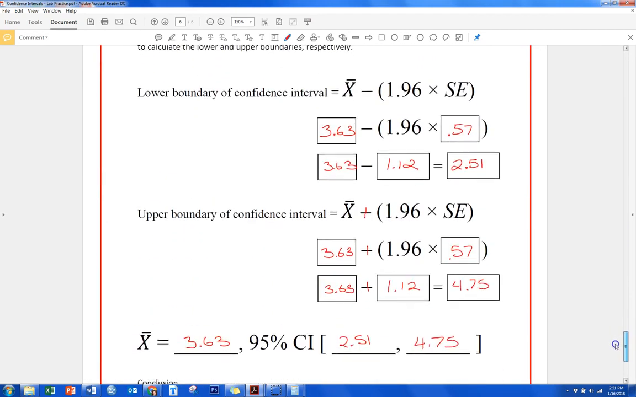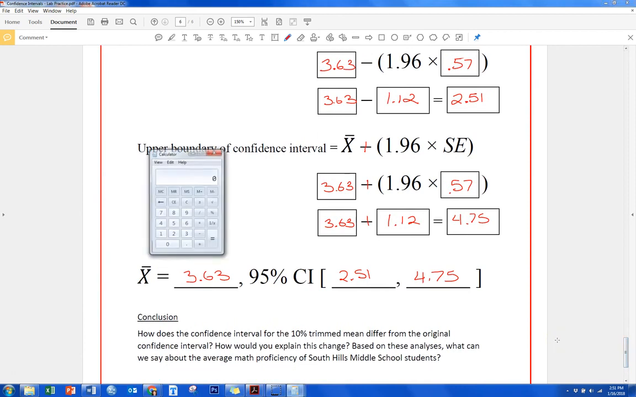But now, 4.75 minus 2.51, it's 2.24. So because we got rid of that big observation, the outlier, it reduced our standard deviation, which reduced our standard error, which narrowed our confidence interval. So now we can be more confident. We're still 95% confident, but now we have a narrower range to work with because we're using that robust estimate.